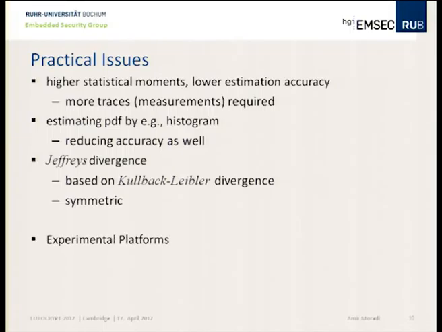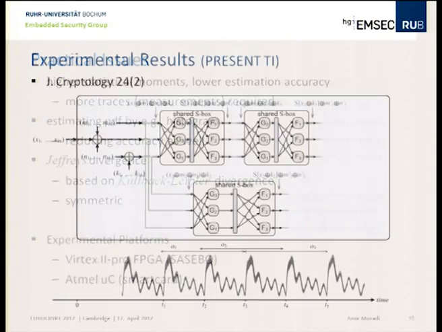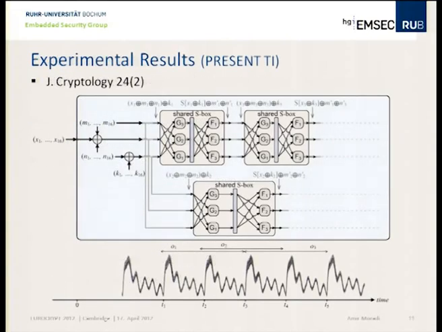Also, I had some experimental results that I want to show you, some of them based on Virtex-2 Pro FPGAs of Xilinx and SASEBO boards, and also one microcontroller, an Atmel microcontroller embedded on a smart card. The first experimental result is a threshold implementation of PRESENT, PRESENT TI, which is a work that we did roughly 2 years ago, published at the Journal of Cryptology.